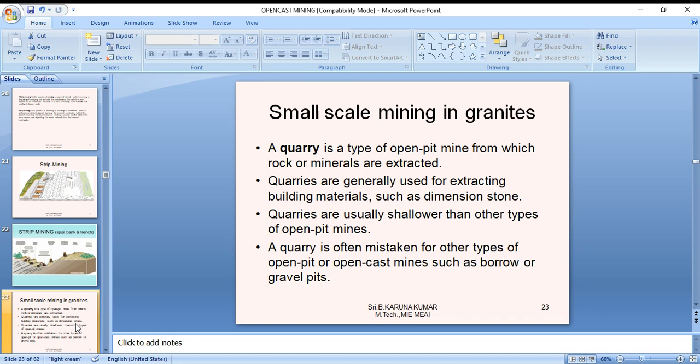Similarly, a quarry is also shallower than other types of open pit mines. So quarry is often mistaken for other types of open pit or open cast mines such as borrow or gravel pits.